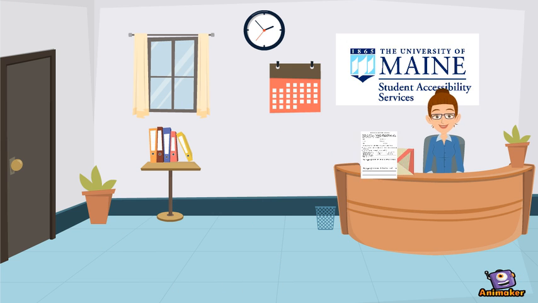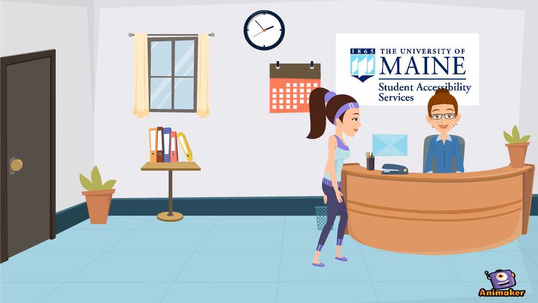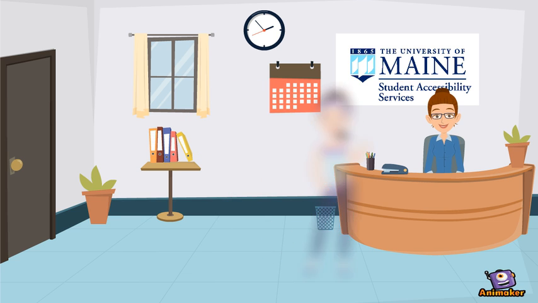Once we receive your ARF, we generate your accommodation letter. You can request to pick up paper copies at the front desk in SAS or have a copy of the letter emailed to you. It generally takes about 3 business days for SAS to generate your accommodation letter once you have submitted your ARF.